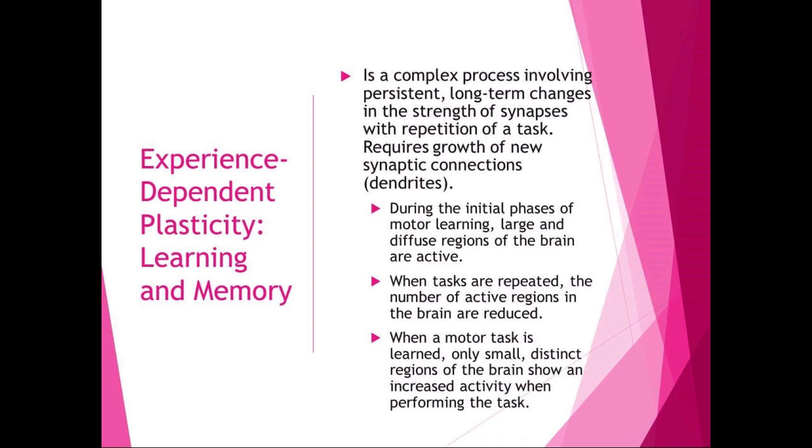But during the initial phases of motor learning, in particular, so you're learning that tennis serve, large and diffuse regions of the brain are active. So when they do functional MRIs now, in the learning of a new task, they see all different areas in the brain that are lit up on the functional MRI. When the tasks are repeated, so now we're doing that serve over and over again, learning our form, the number of active regions in the brain are reduced. When we're finally really good at it, and you could do that perfect serve in your sleep, when the motor task is learned, only small distinct regions of the brain show an increased activity when performing the task.